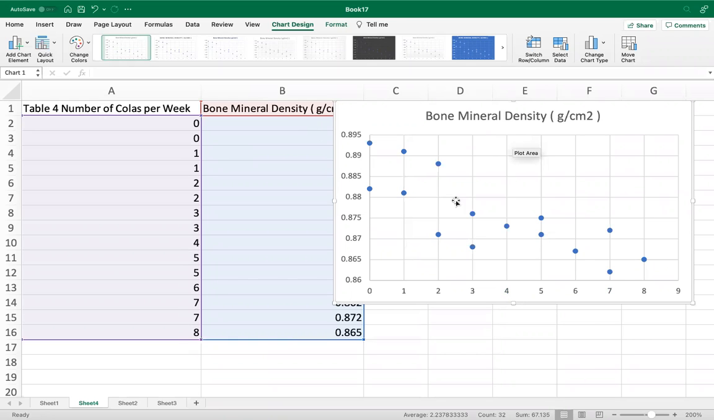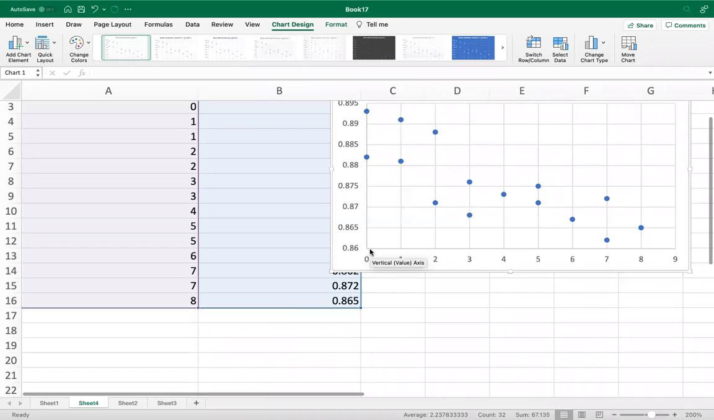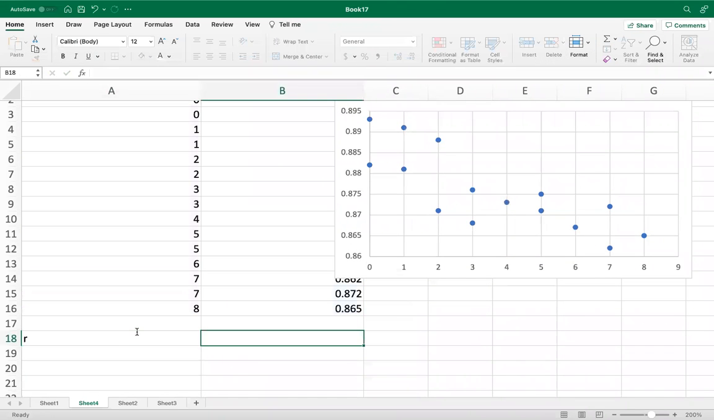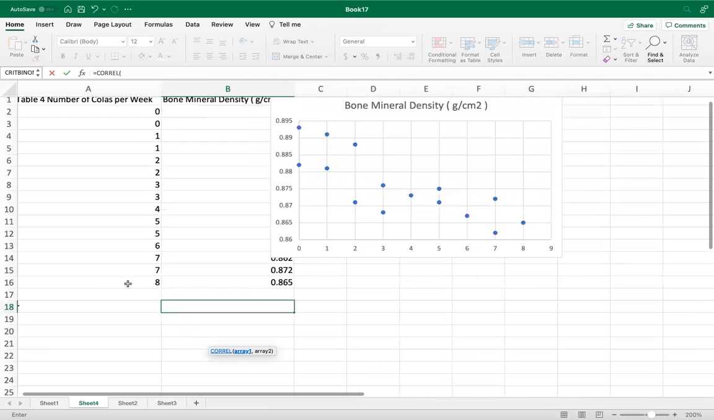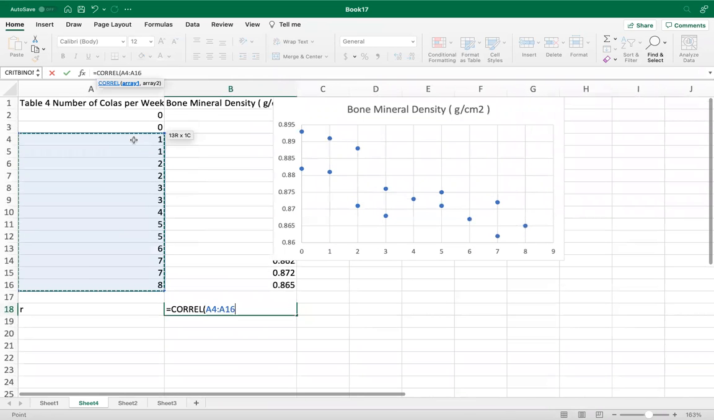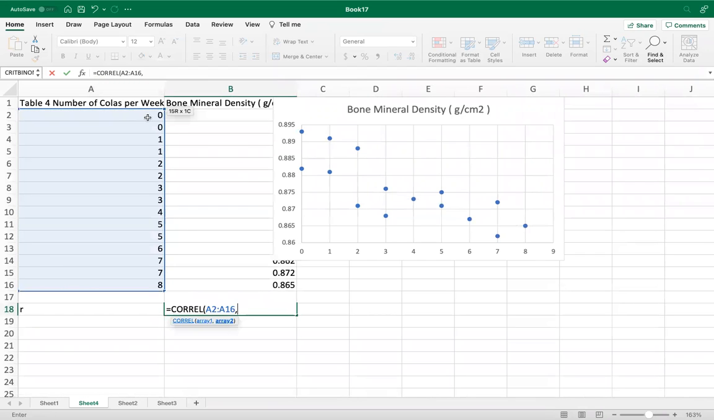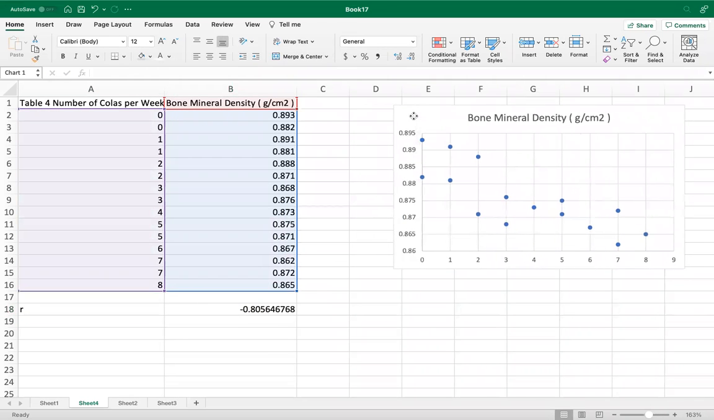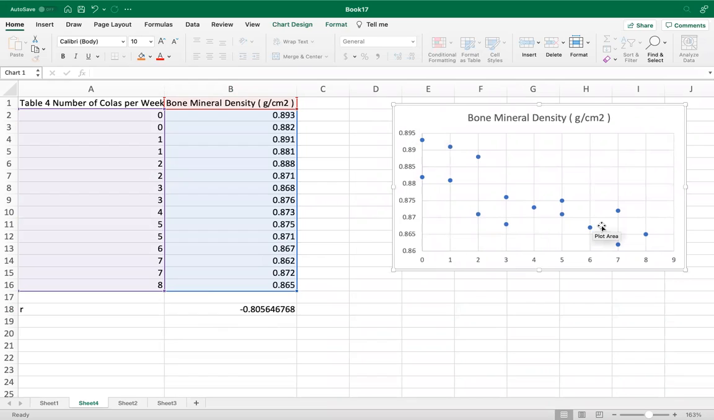So here it looks like we have negative correlation. Let's see if our correlation coefficient concurs with that. So correlation coefficient R is equal to CORREL, for correlation. And it's going to be this data set here, comma, this data set here. There we go. All right, so negative 0.805, negative correlation. All right, I like it.